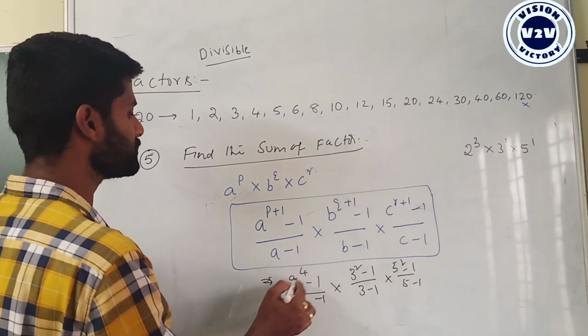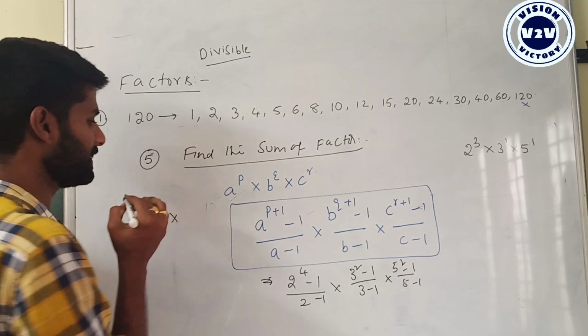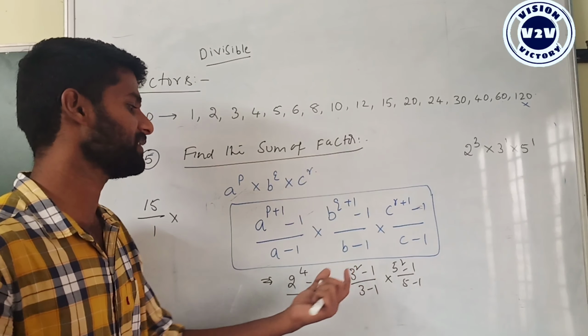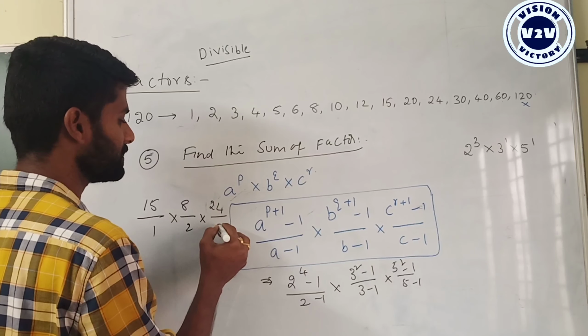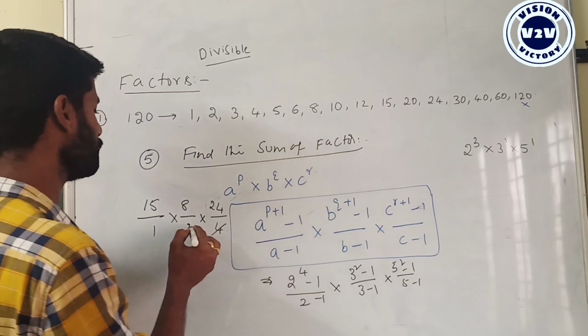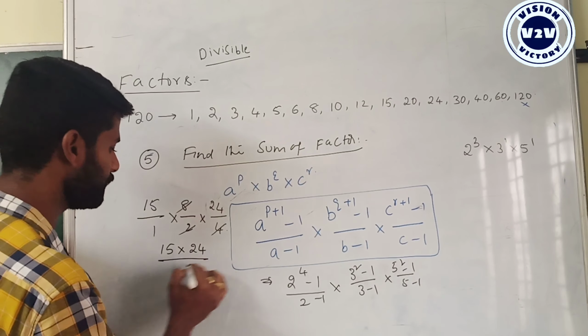Then go with it. 2 power 4 is 16, 16 minus 1 is equal to 15, by 2 minus 1, which is 1. And 3 square is 9, 9 minus 1 divided by 3 minus 1, the value becomes 8 by 2. And 5 square minus 1 by 5 minus 1, the value becomes 24 by 4. Then see, 4 twos are 8, cancel. Finally we have 15 into 24.